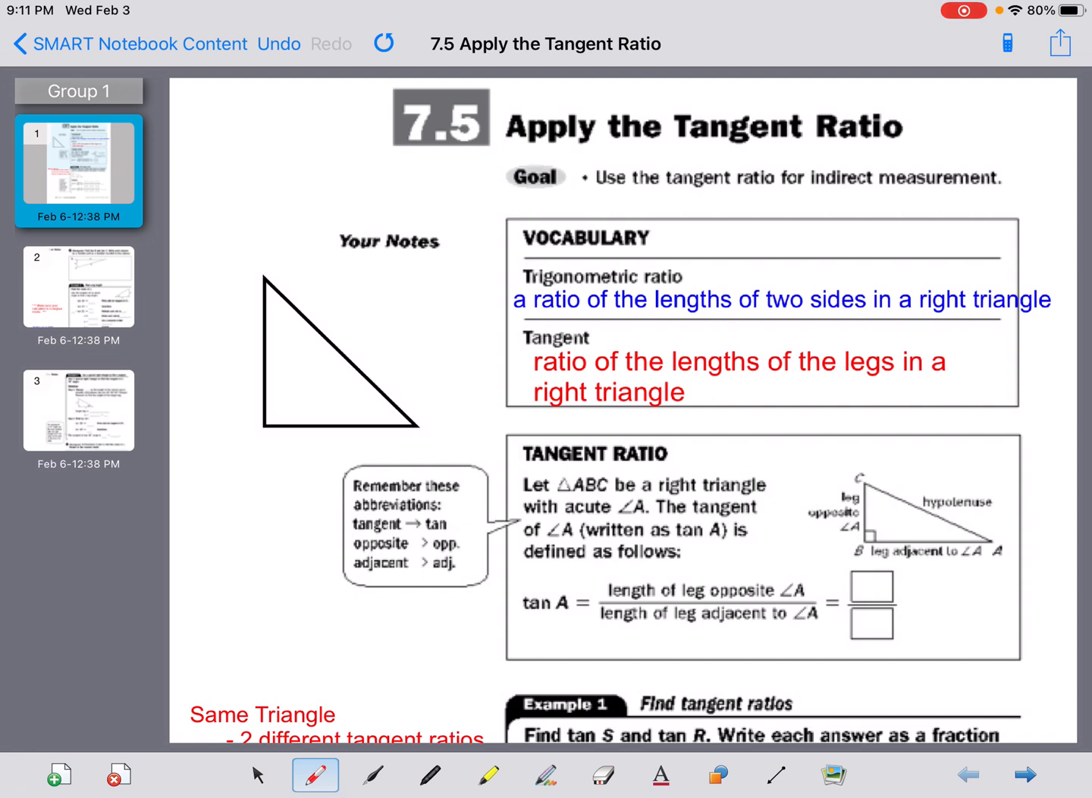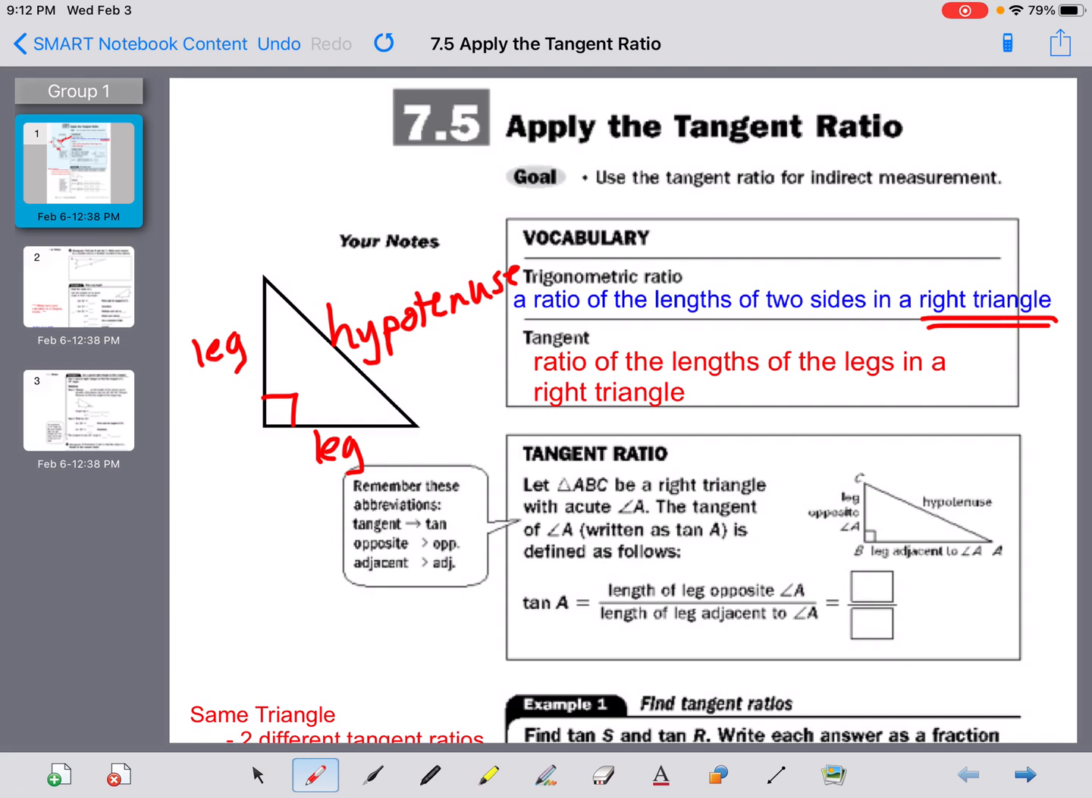Sounds big, right? What we're looking at, at least in this chapter, is trigonometric ratios, and that is a ratio of the length of two sides in a right triangle. So we're going to use those right triangles that we've been starting here in chapter 7, and we're going to start talking about the ratio of the sides, okay? Now, we could do different sides because we have two legs, right? When you have a right triangle, you have a leg here, and you have a leg here, and you have the hypotenuse here.